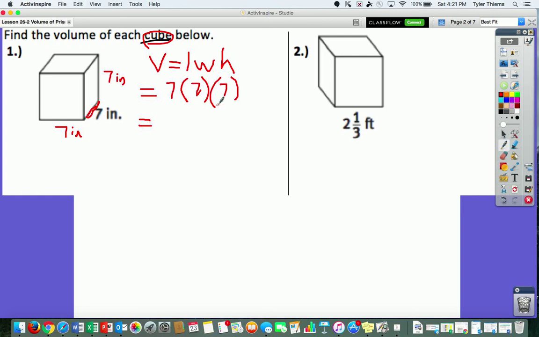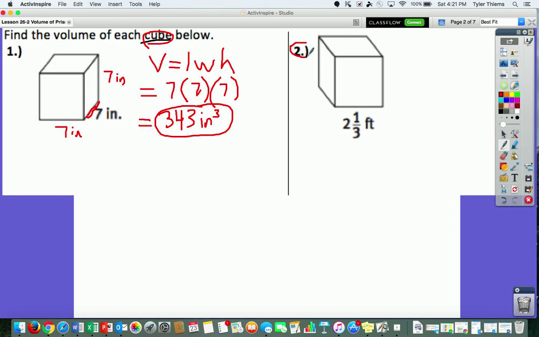Let's see, 7 times 7 is 49, and then 49 times 7 is, what do you guys know that off the top of your head? It should be 343, and remember to put your units inches cube or cubic inches. Circle that final answer, please. Notice I started with my formula, I plugged in my numbers, and then I evaluated or solved it.